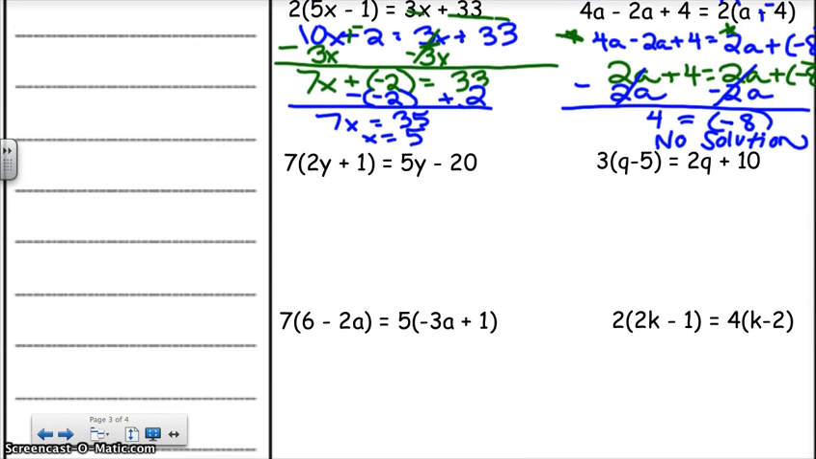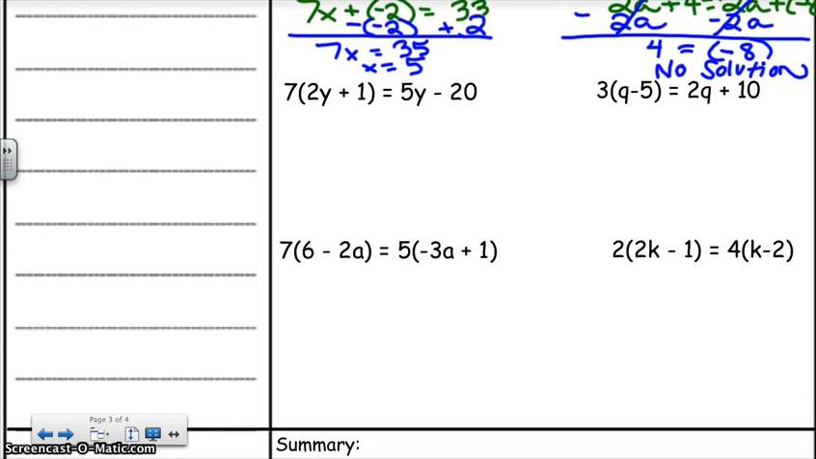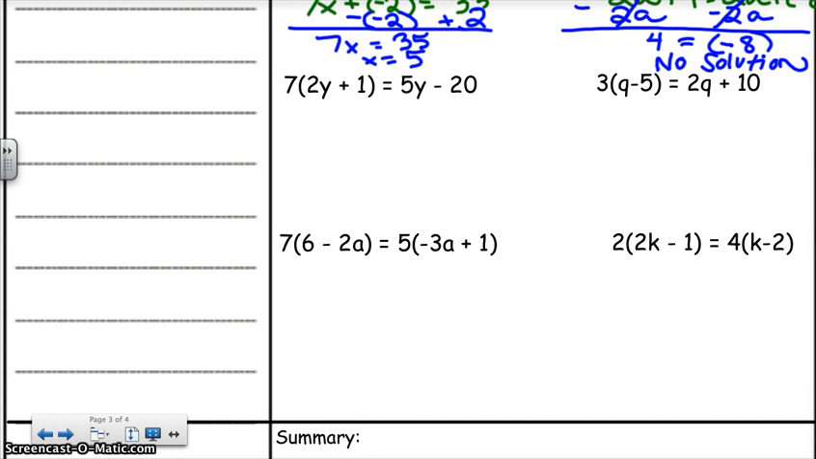All right, next one. First thing we're going to do, distribute if needed. So, I do need to distribute. 7 times 2 is 14y, plus 7 times 1 is 7, equals 5y minus 20. That's step 1. Yep, you can turn this right away to plus a negative. That's a great idea. I like doing that too. I'm getting more and more into plussing a negative.